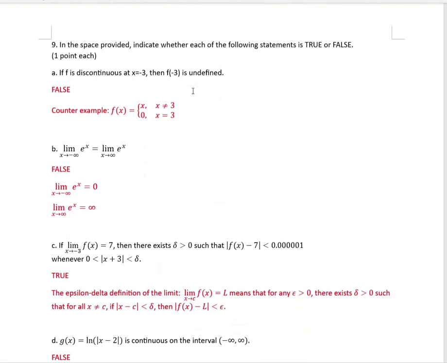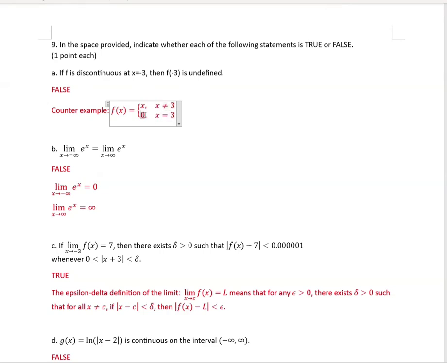It doesn't say you need to explain stuff, but I gave counterexamples and some explanations. Okay. Part A, if f is discontinuous at x is -3, then f of -3 is undefined. This is false, because I can think of a counterexample right away. If f of x is x, but x is not equal to -3, okay? Because if we didn't have this bottom condition and this condition, if f of x is x, then the f would be equal to -3, right? If I put this condition in that x cannot equal -3, then there'll just be some hole there.